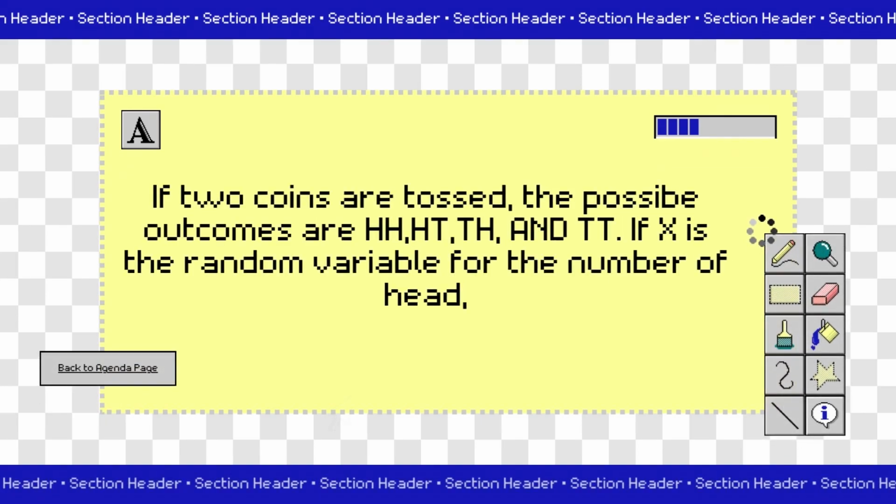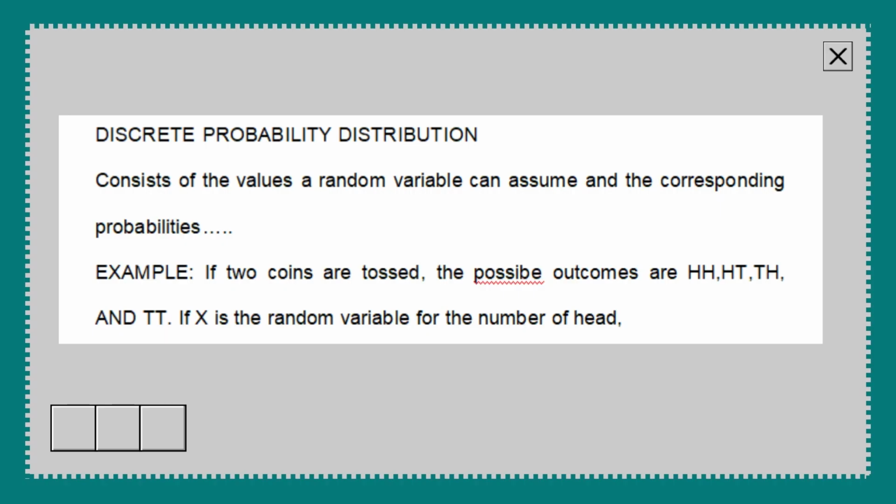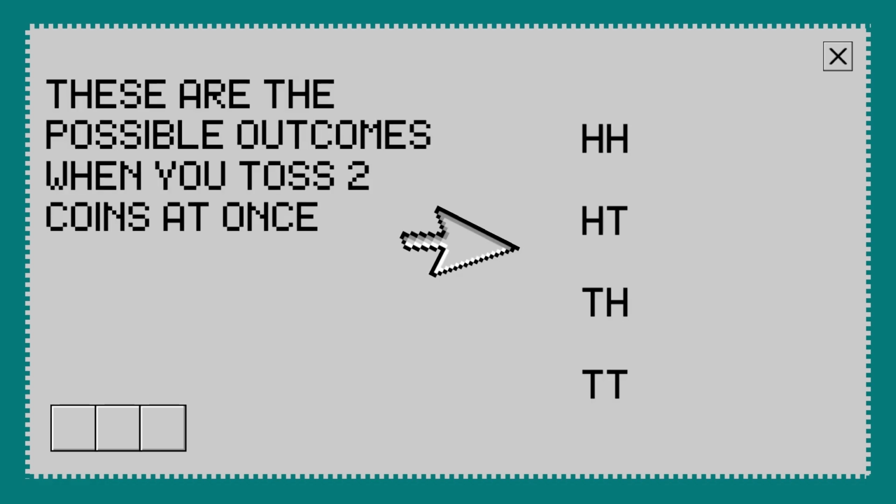If you toss 2 coins at once, the possible outcomes are heads-heads, head-tails, tail-heads, and tail-tail. Let x be the random variable for the number of heads. As you can see right here, these are the possible outcomes when you toss 2 coins at once. There are four: heads-heads, head-tails, tail-heads, and tail-tail.